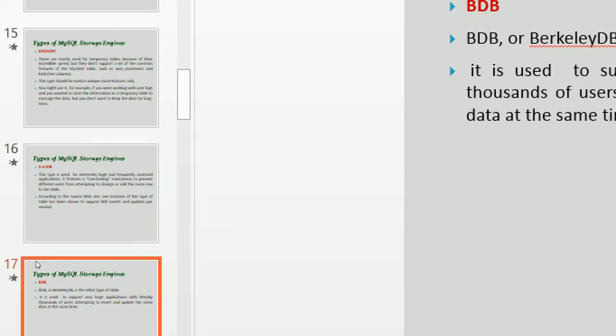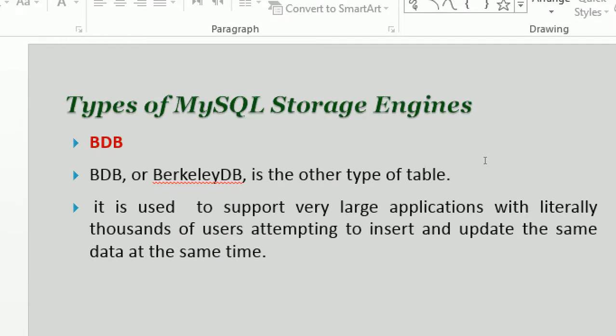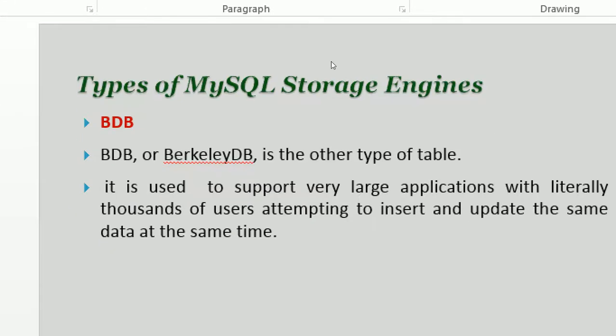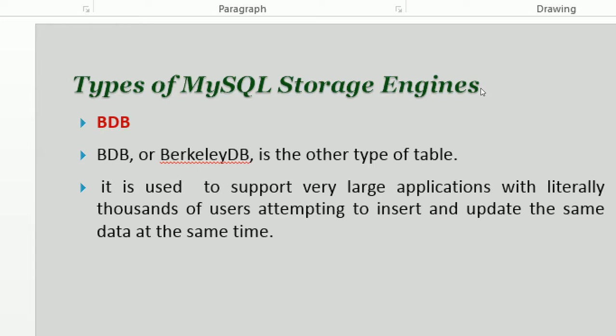So now let's come to the last one, which is the BDB, or Berkeley DB. Clear? Berkeley DB is the other type of table. This is one more type of storage engine, which is also called BDB or Berkeley DB. It is used to support very large applications. It knows thousands of users attempt to insert and update the same data at the same time.